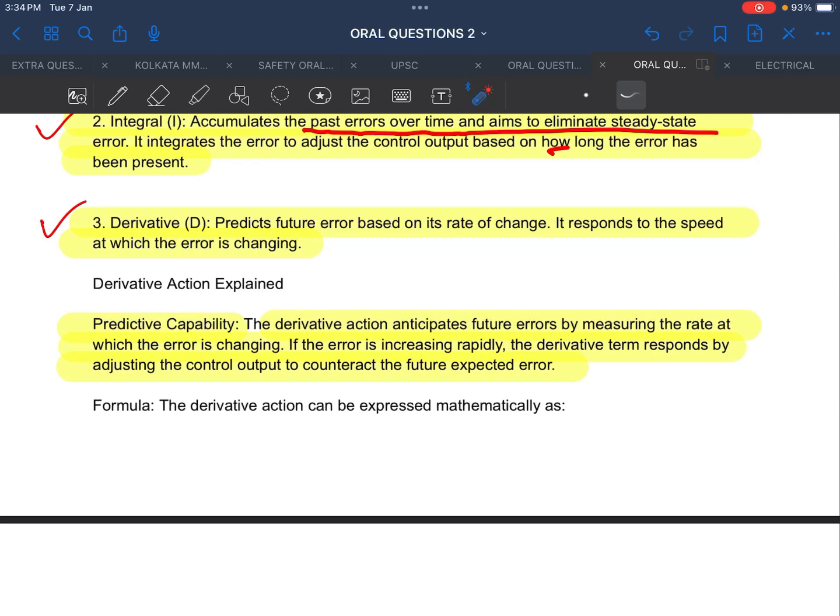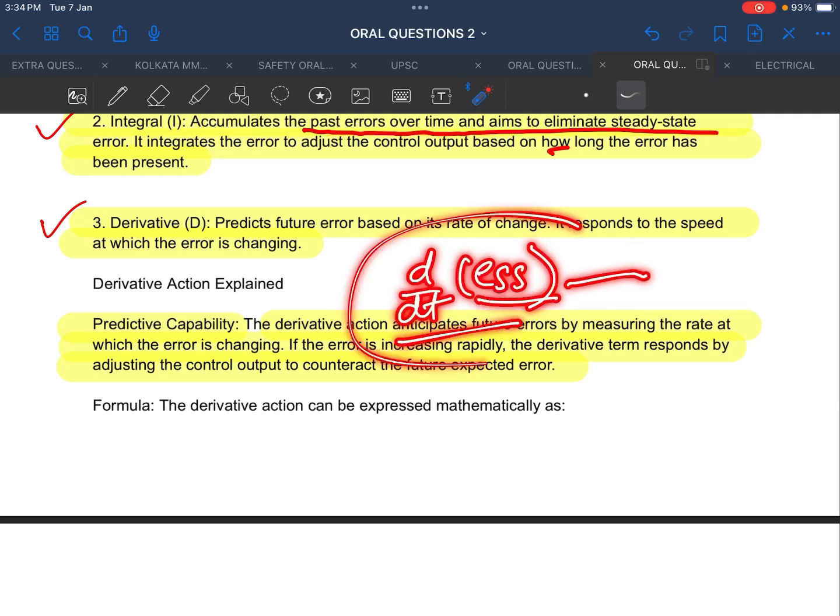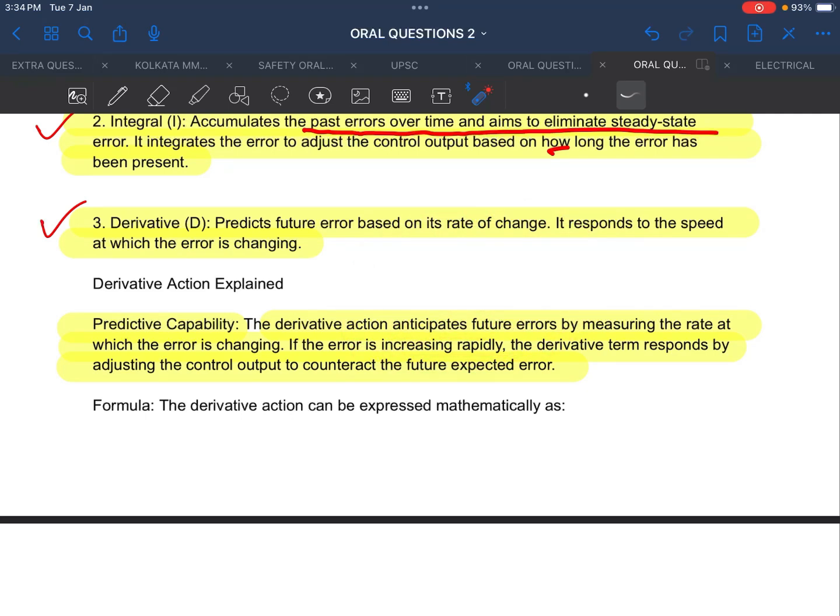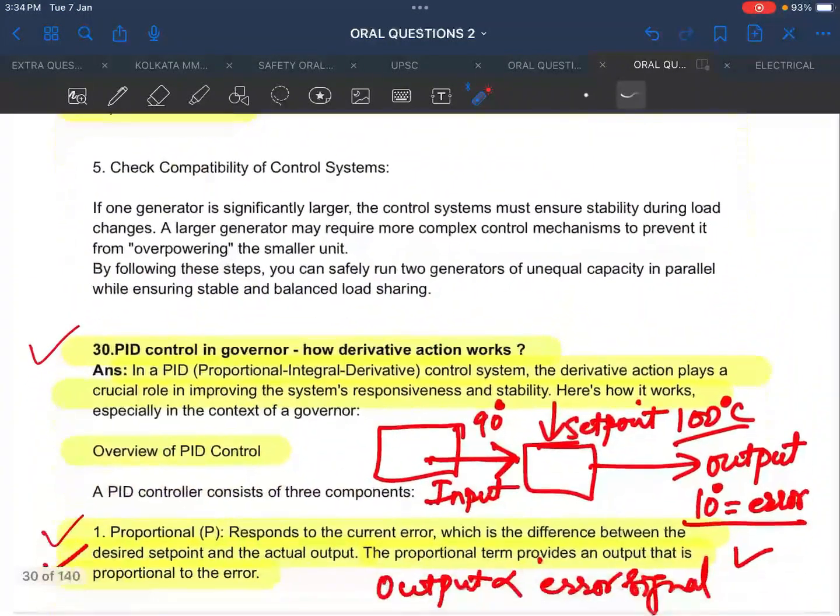The derivative controller is d by dt of e(t), okay, rate of change of error. The derivative controller's main purpose is the rate of change of error. They check the rate of change of error, whatever the error is changing frequently, what the future error is, what the past error is, they look like this. So this is basically the derivative controller. Now I think you can understand the PID controller.